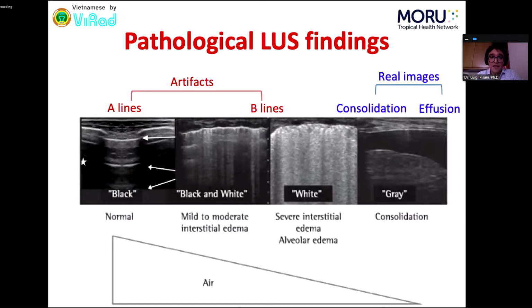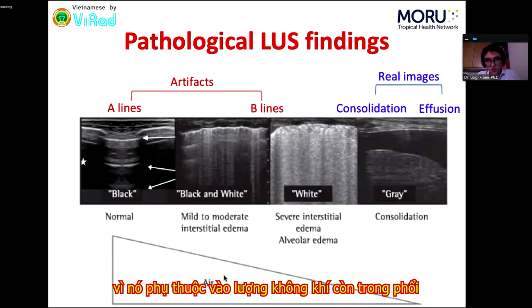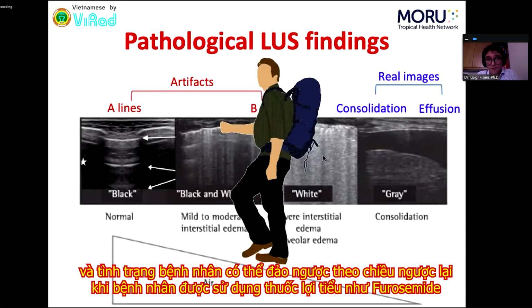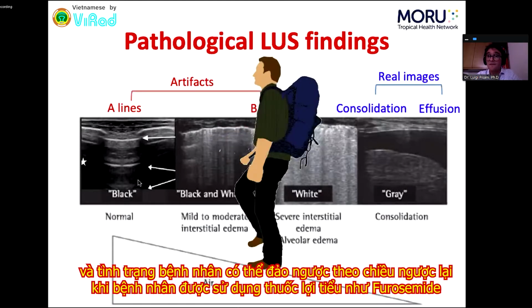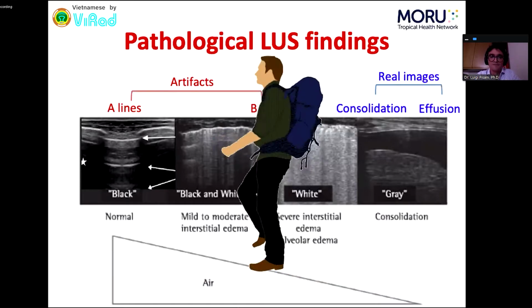Very good. It's important to remember that these patterns are in continuity between them. So it depends on the amount of air in our lung, in our alveoli. So you can imagine that we can pass from a B pattern with B lines to an A pattern if, for example, we give a diuretic like furosemide.